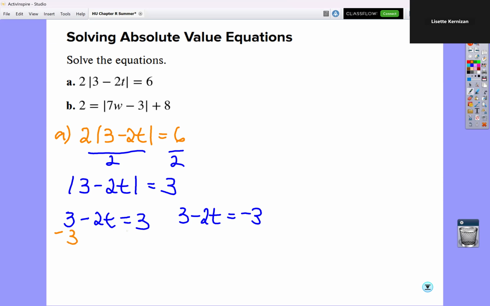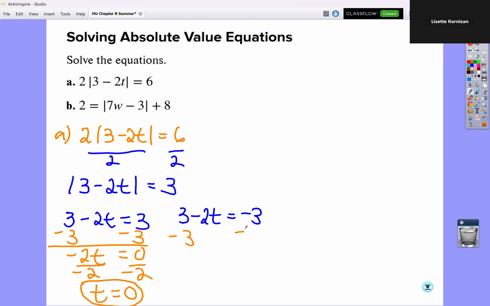So here I'm going to subtract 3, negative 2t equals 0, divide by negative 2, t is 0. Same thing on the right-hand side. We're going to subtract 3, negative 2t equals negative 6, divide by negative 2, and t equals positive 3. Okay, so these are your solutions for the first equation. Now let's look at B.